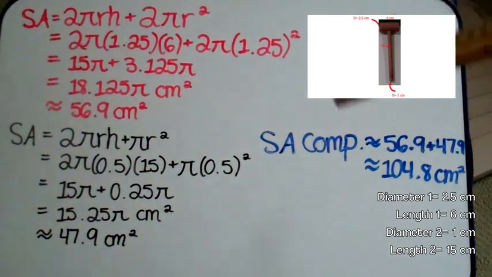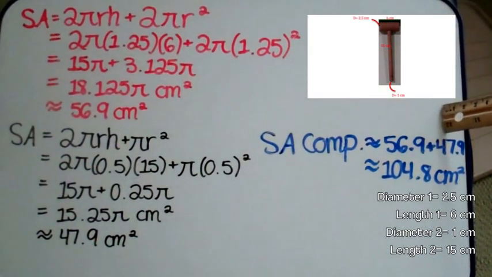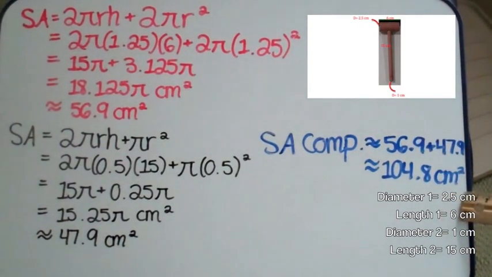Now the composite surface area is both of the surface areas of each figure added together, and then you can get 56.9 plus 47.9, and approximately 104.8 square centimeters.